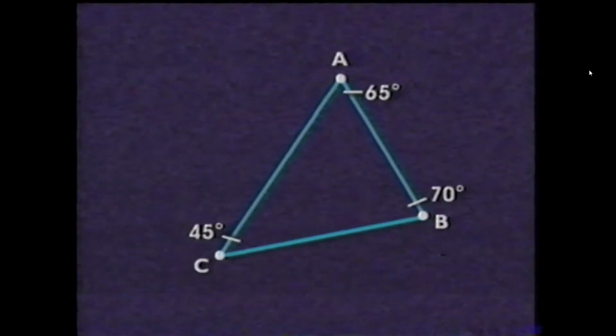Let's investigate the measures of the three angles of a triangle. If vertex A is moved down toward side BC, what will happen to the measure of angle A? What will happen to the measures of angles B and C?